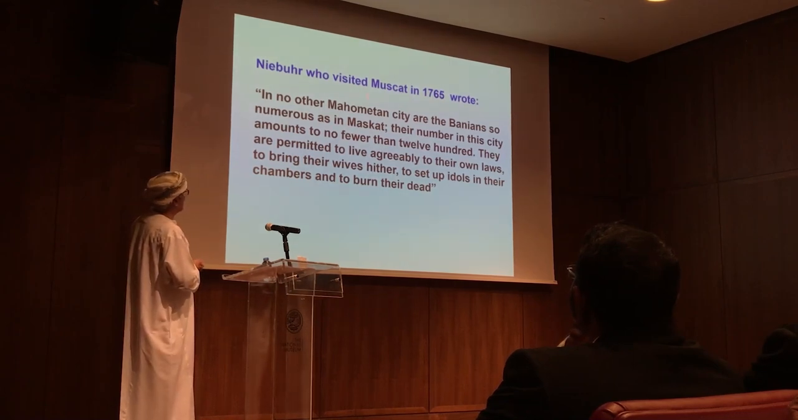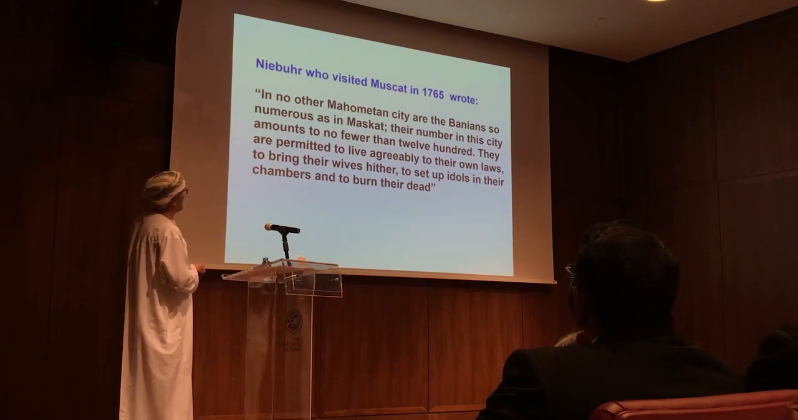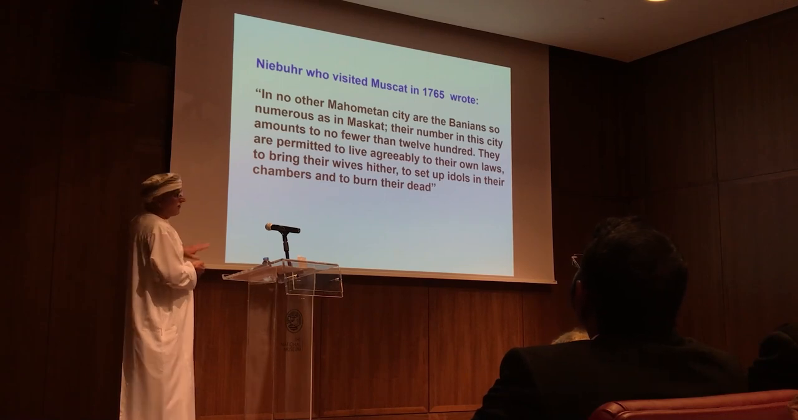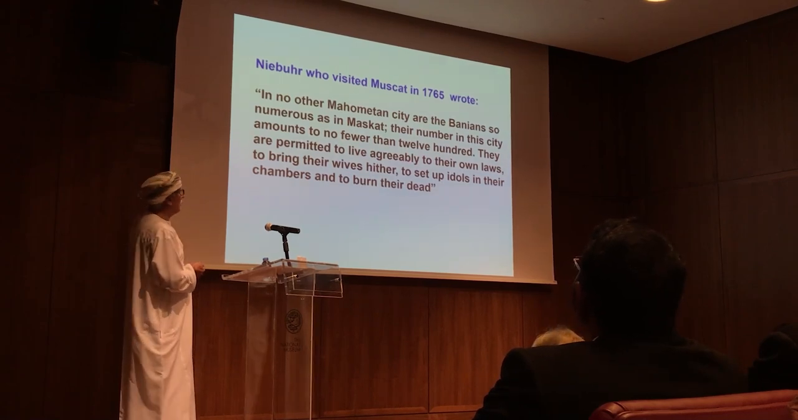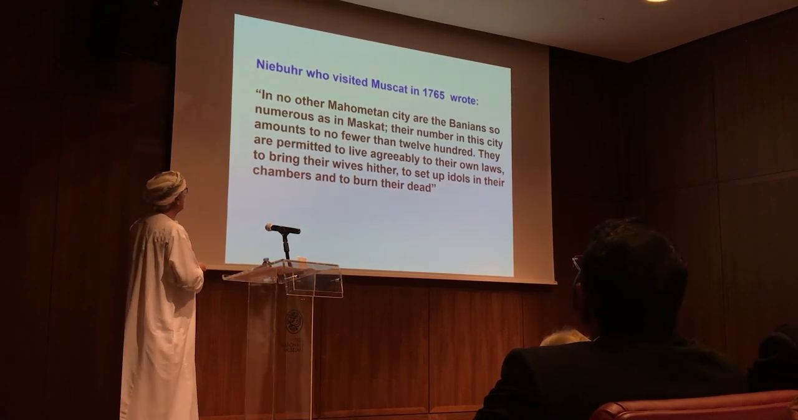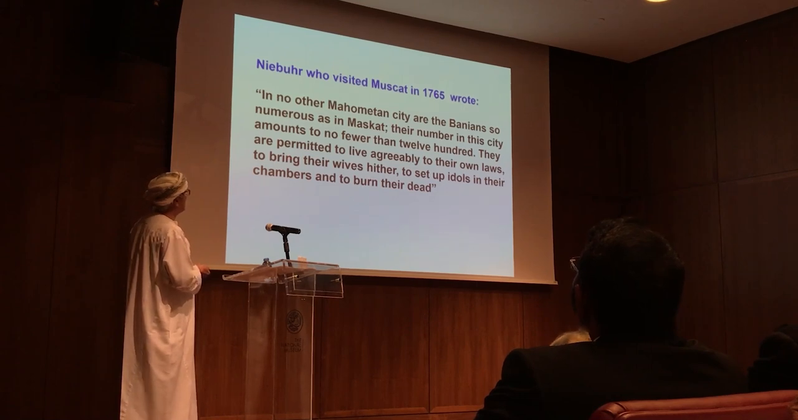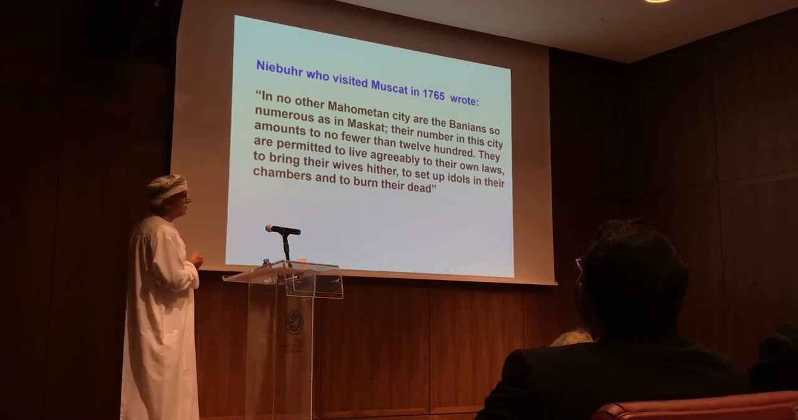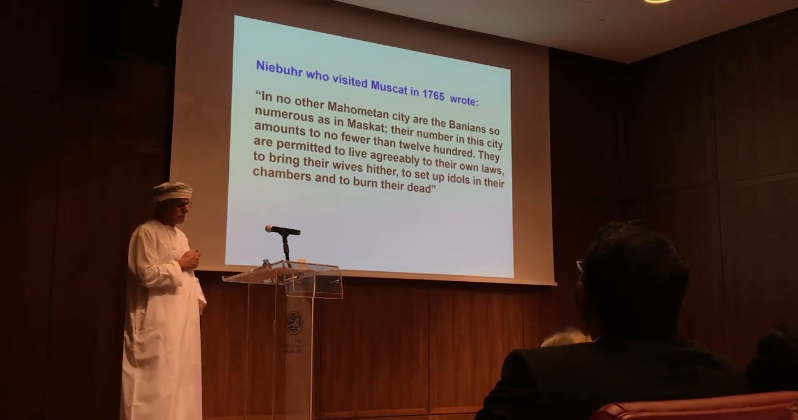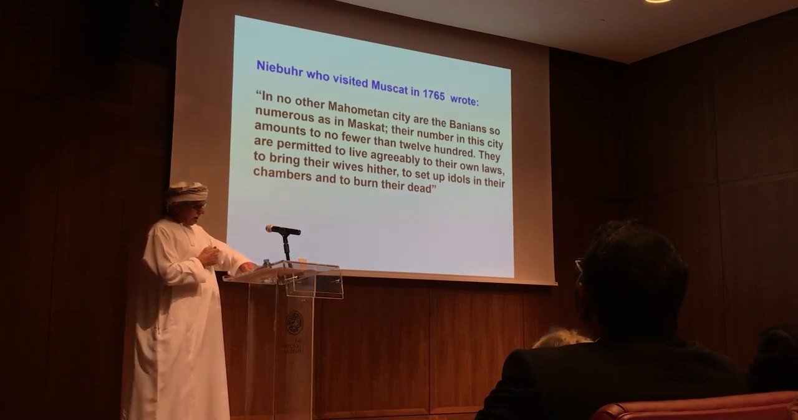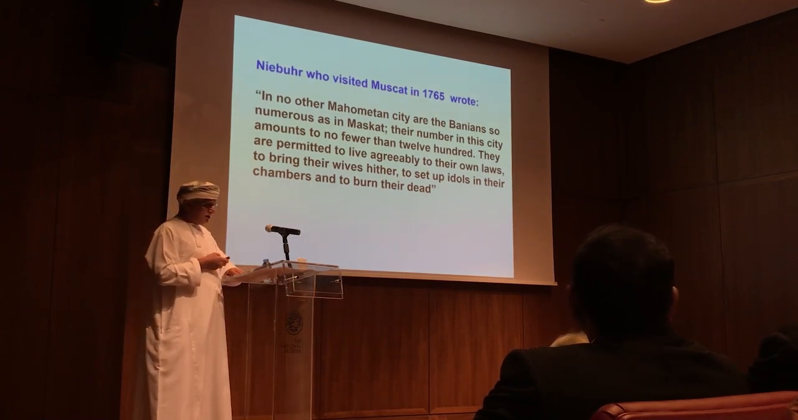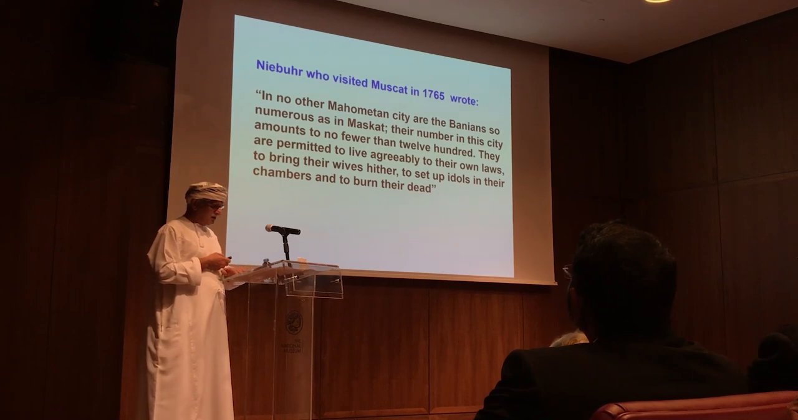In no Mohammedan city, Muslim city, are the Banyans so numerous as in Muscat. The number in the city amounts to no fewer than 1,200. He lived here, he came here, he saw them. And he wrote this: They are permitted to live agreeably to their own laws, to bring their wives hither, to set up idols in their chambers, and to burn their dead. 1765. So as I said, the Banyan community was just one of the many groups in Oman's regional trade.